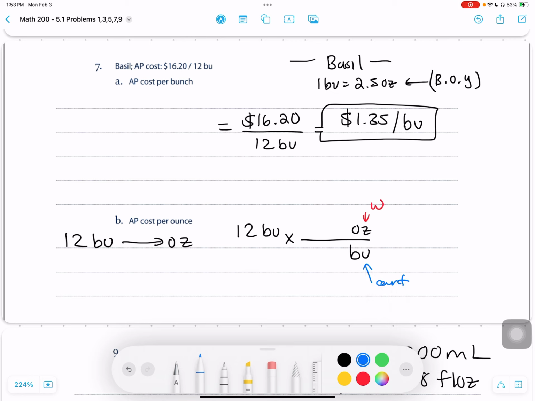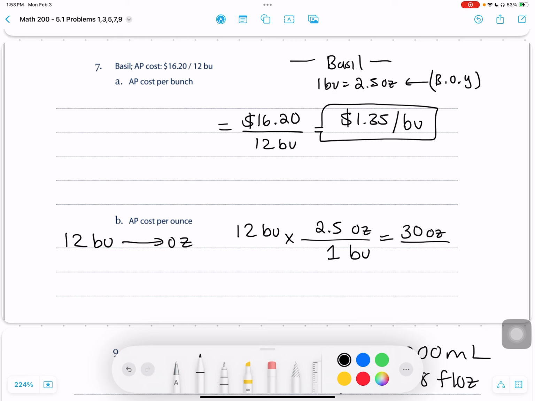So that means I need the book of yields to get an equivalence between weights and counts. I went to the book of yields and I found out that 1 bunch is 2.5 ounces. So I'll take 12 times 2.5. Total number of ounces for 12 bunches is 30 ounces.